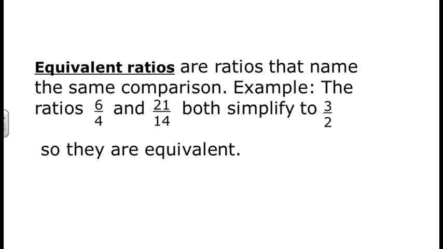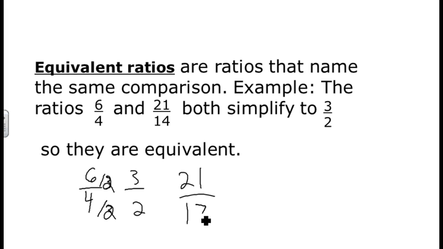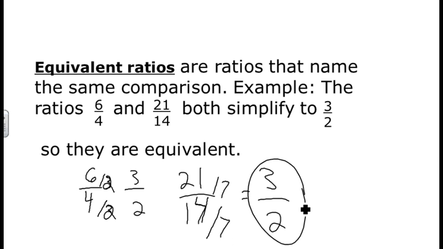Equivalent ratios. These are ratios that name the same comparison. For example, the ratio 6/4 and 21/14, if we reduce them, we would get 3/2 for both of them. So those two are equivalent ratios. They are the same ratio. When they are simplified, they are 3/2. That's an equivalent ratio.